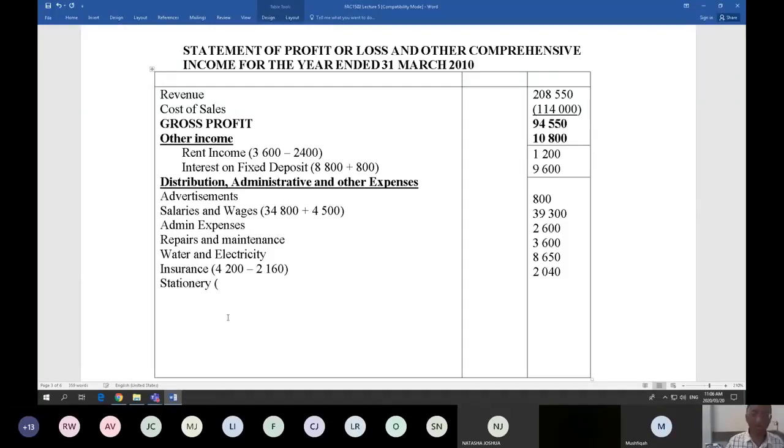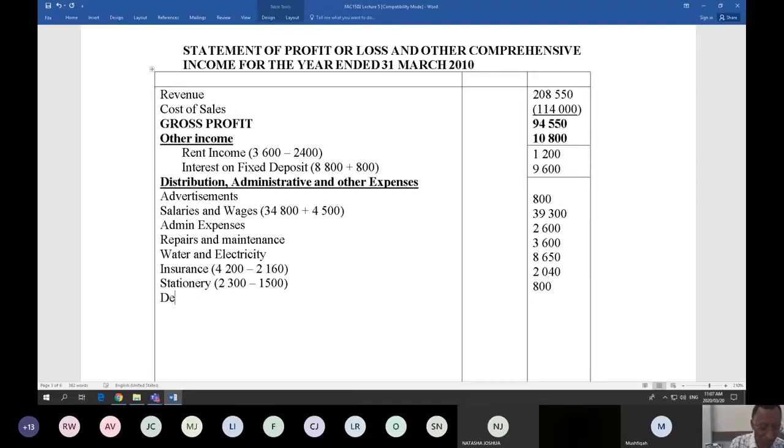So for the purpose of the statement of profit and loss and other comprehensive income, you will say that even though you bought stationery for 2,300 rand, 1,500 rand of that is still left at the end of the year, which will result in a stationery expense of only 800 rand. Only 800 rand has been used up as stationery.